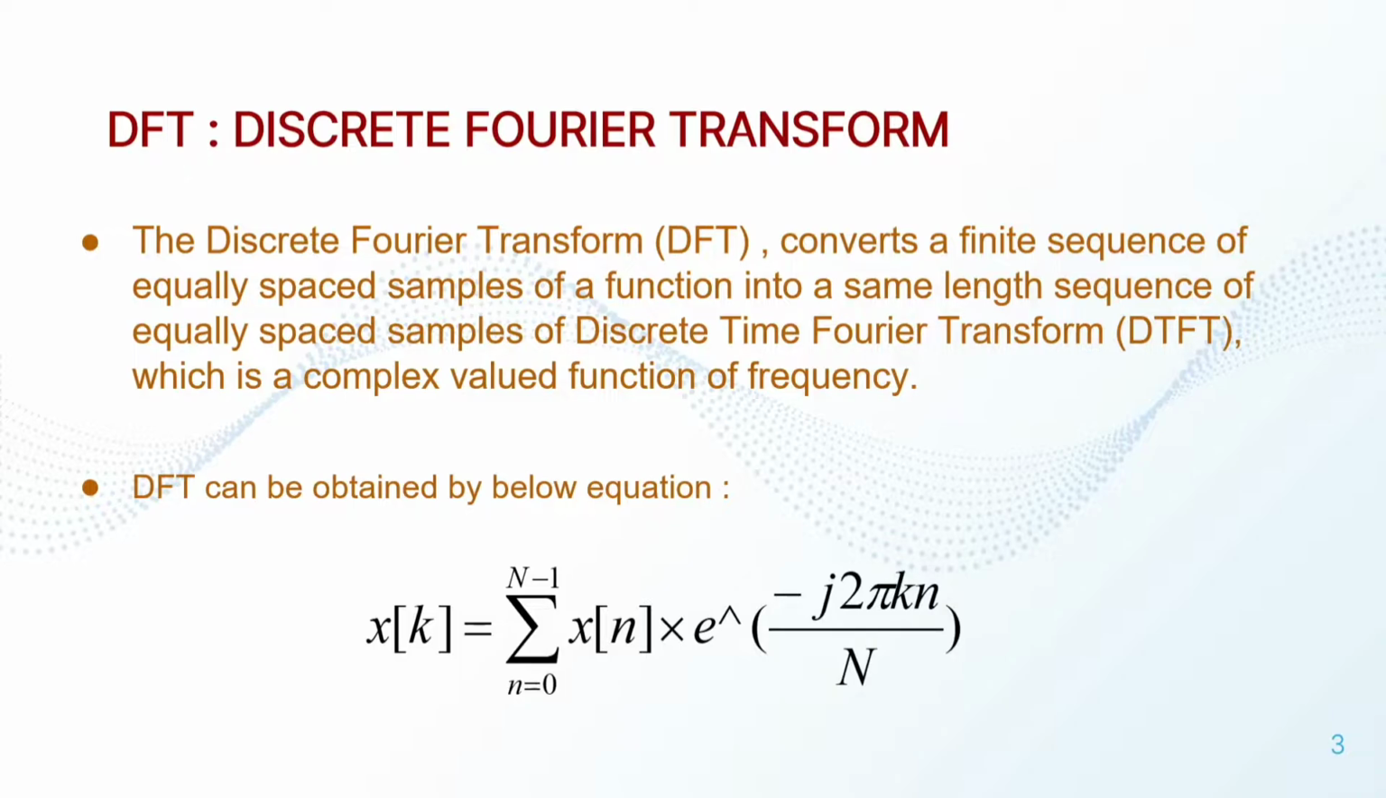Summation n equals 0 to capital N minus 1, x of n multiplied by exponential of minus j into 2 pi kn by capital N. Here, capital N is the number of samples for which we are calculating the DFT.